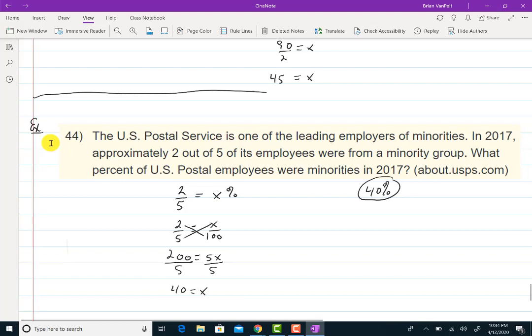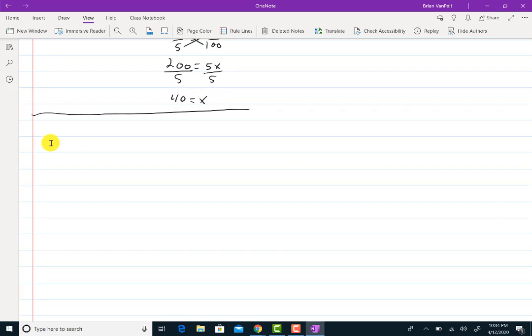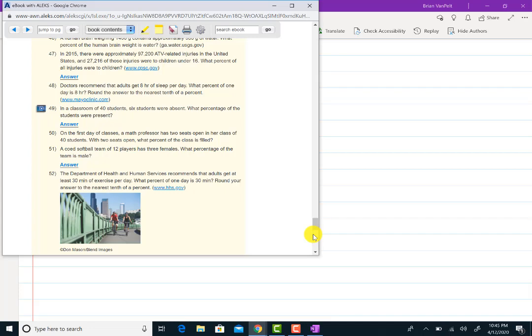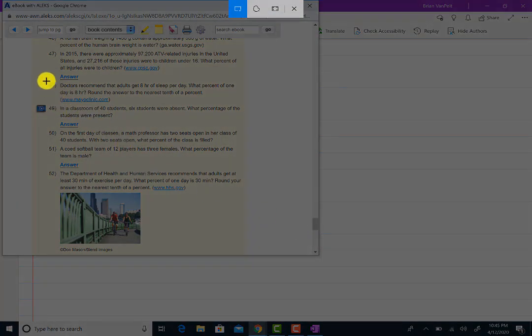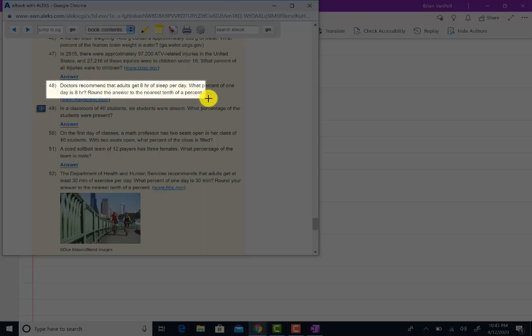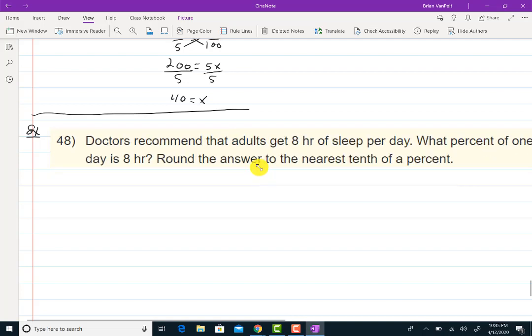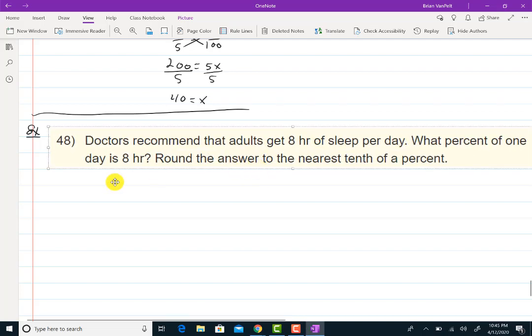Next, I want to do number 48. Let's see. Doctors recommend that adults get 8 hours of sleep per day. What percent of one day is 8 hours? And then we want to round our answer to the nearest percent.